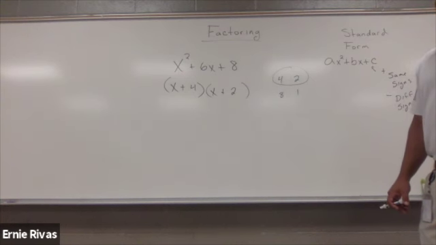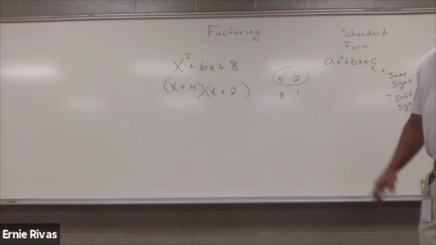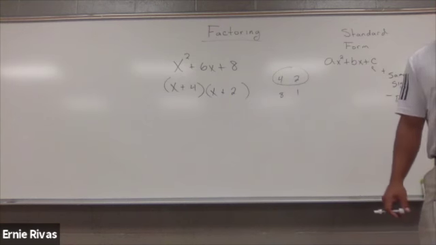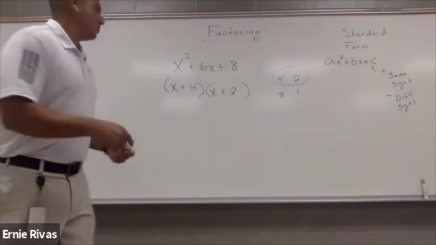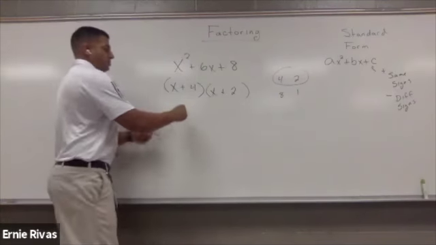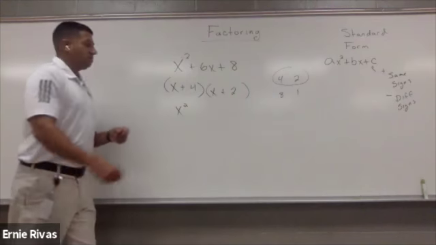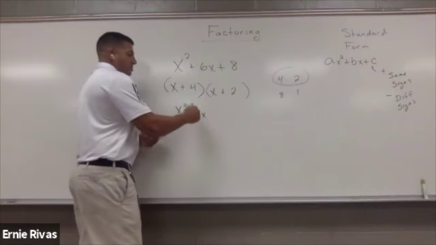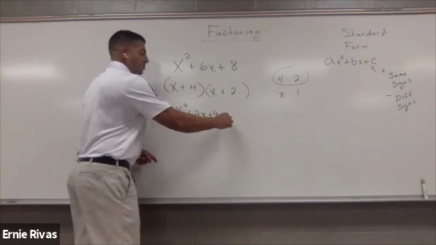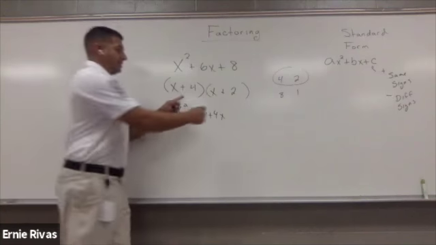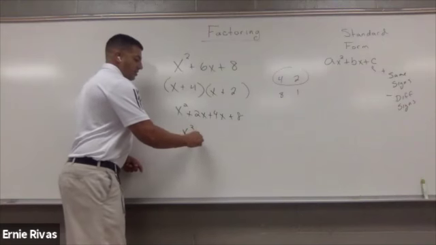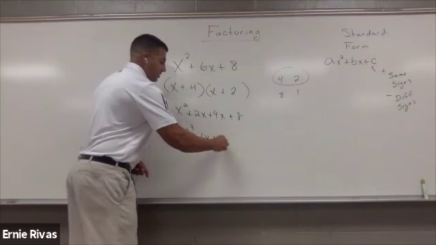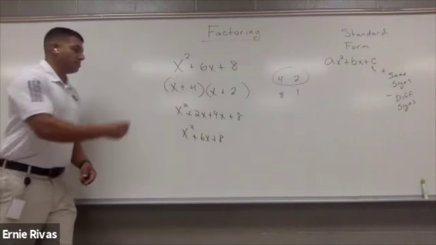How could I check my work? I could FOIL it back out, right? Now, let me ask you a question. Well, let's just FOIL it out, and then I'll ask the question. First, x squared. Outer, positive 2x. Inner, positive 4x. And then last, positive 8. So x squared plus 6x plus 8. Is that what we were looking for? Yeah, so we know we're correct.